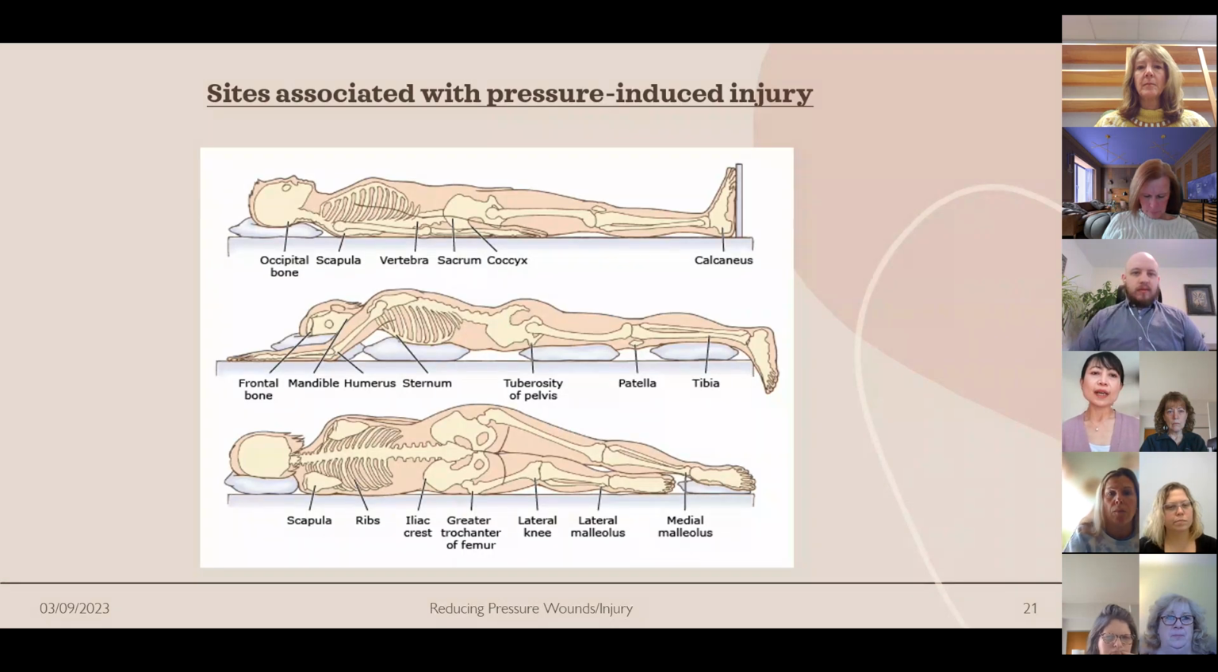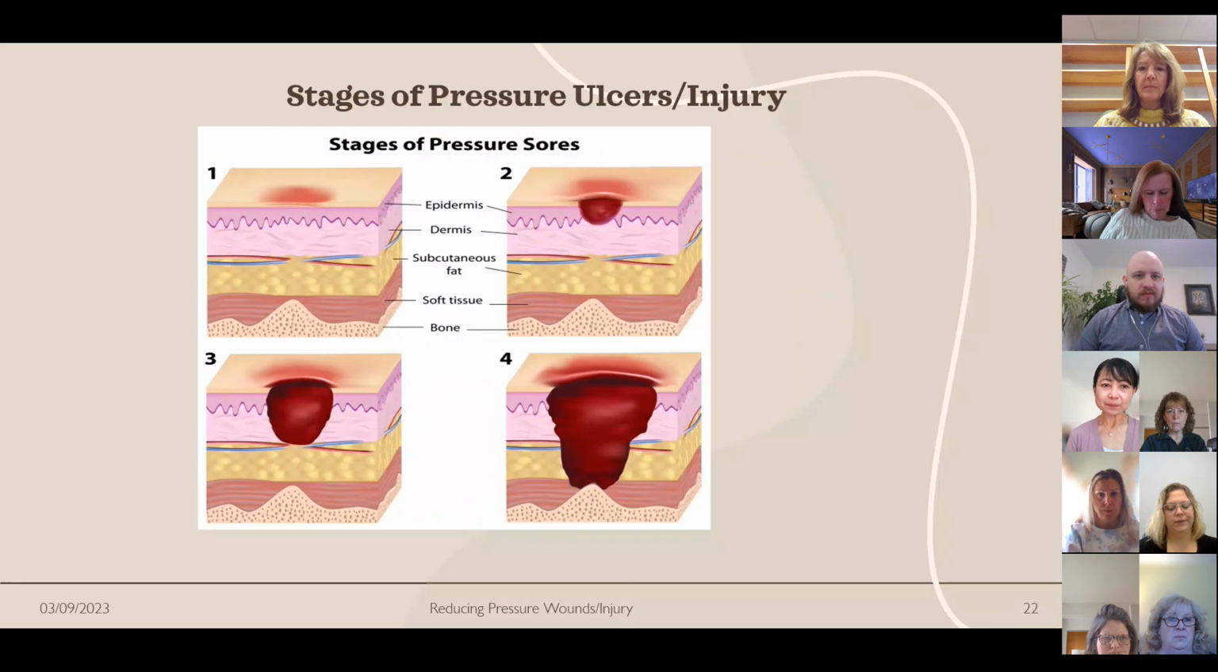This is the site associated with the pressure-induced injury. So you can see, for your information, I will not elaborate much on this. I think the picture shows it to us very clearly. Next slide, please. This is the stages. You can see stage 1, 2, 3, and 4. Never underestimate, it starts from stage 1. Next slide.